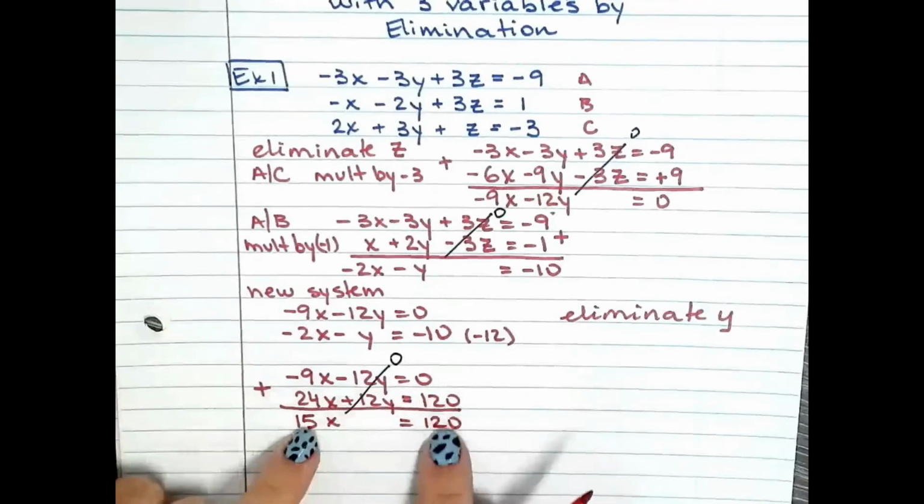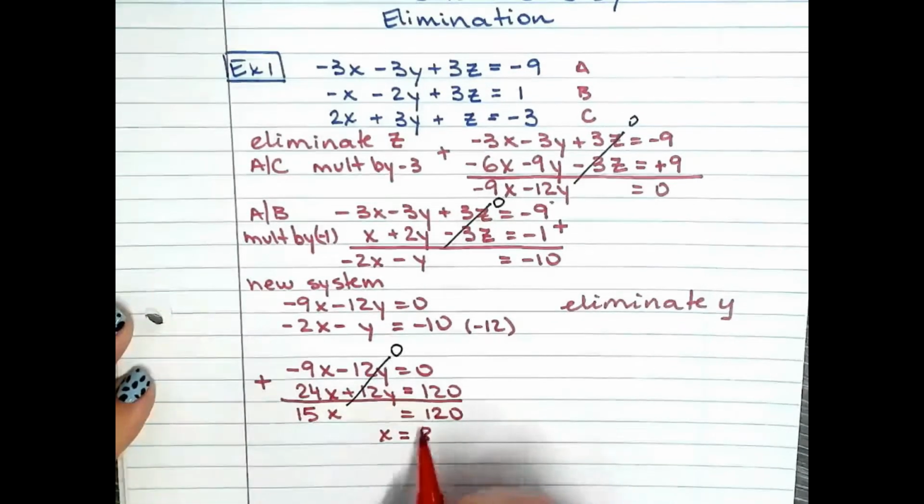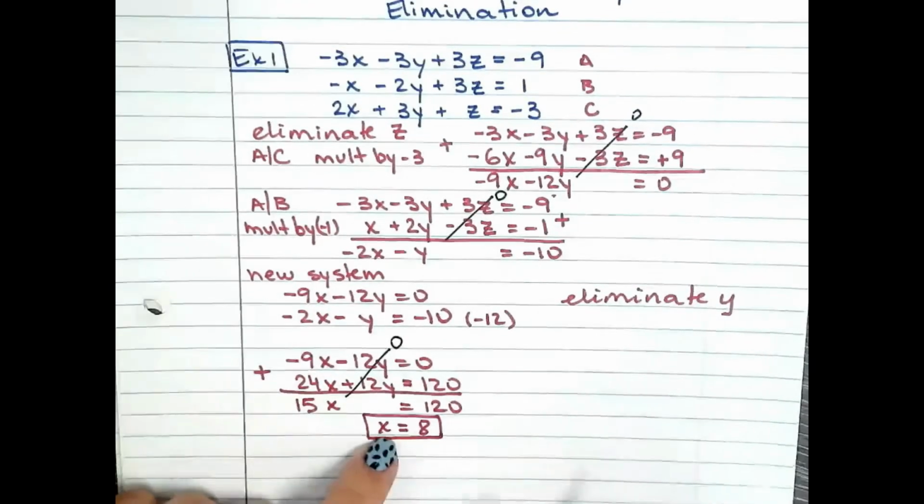Divide both sides by 15. Okay, we're getting somewhere here. I'm going to box this, but that's not the final answer. We only have x. We need to go back and find y and go back and find z.